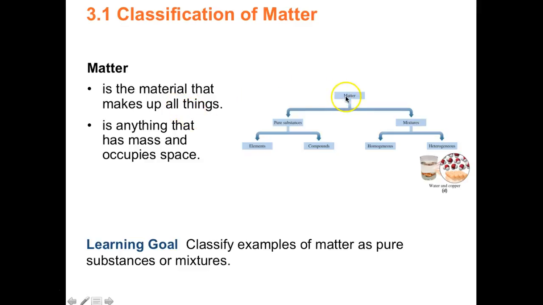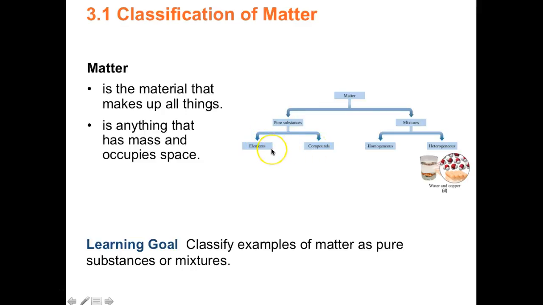And matter can further be classified into pure substances and mixtures. So there's just two types of matter. If it is not pure, it's a mixture, all right? And most matter that we encounter in our life is a mixture, okay? And then pure substances are either elements or compounds, all right?